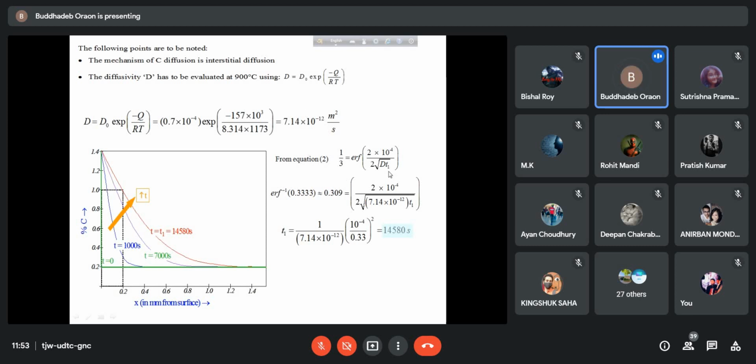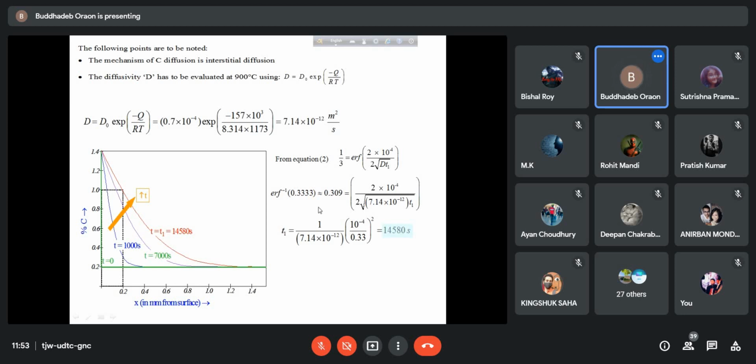So now in this equation number 2, D is known to us, and the only unknown is t, the time required or carburizing time that we want to find out. So from here, the value of error function comes out to be 0.333.